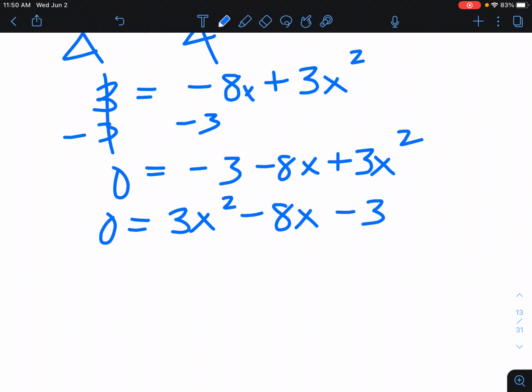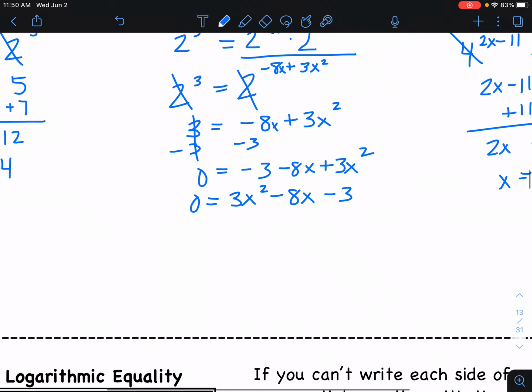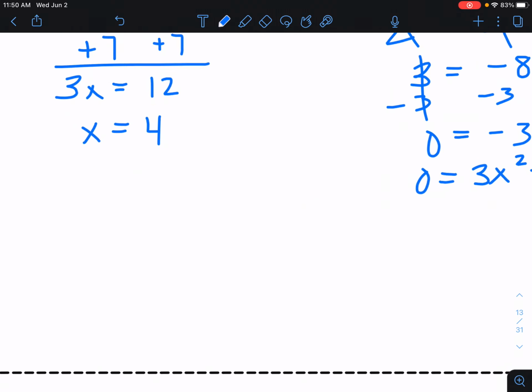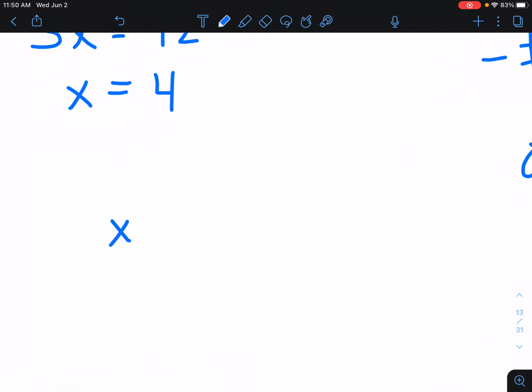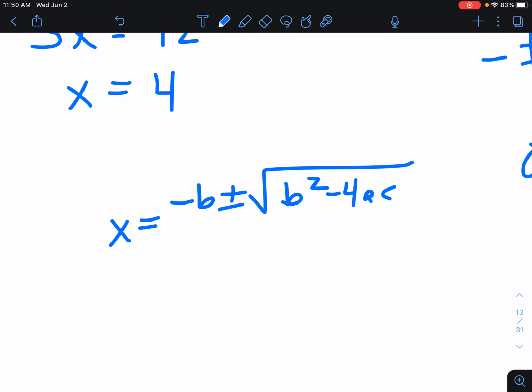Now, how would I solve that from here? You can either try to factor. I wouldn't be a fan of that because of that 3 in front of the x squared. What I would do, remember, you can solve any quadratic with the quadratic formula. So that's what I'm going to do. Let me, as a reminder, write it to the left here. I have it memorized, but some of you guys don't. So feel free to write that down on your paper.